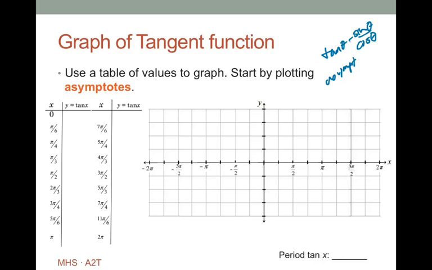Where did we just say they are? Where do we say the asymptotes are? Pi over 2 and 3 pi over 2. So I'm going to make a little dotted line at pi over 2. I'm going to make another one at 3 pi over 2. A vertical line. Okay, vertical dotted line. So there they are. Okay, these are my undefined values. Let's pause. These are my undefined values. Here's an asymptote right here. Here's an asymptote right here.